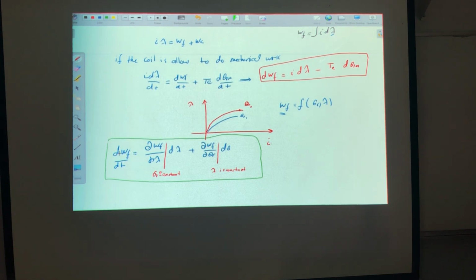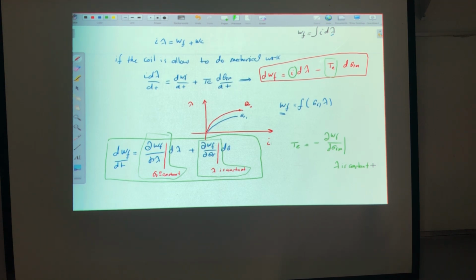They are equal, of course. So from here, I will equal to what? d omega f by d theta rm, when lambda is constant. And the torque will equal to what? Minus partial omega f by partial theta rm, of course, because here it will be the m, when lambda is constant. Good.